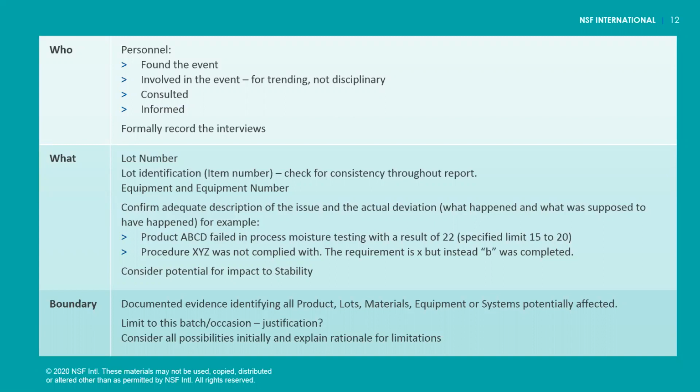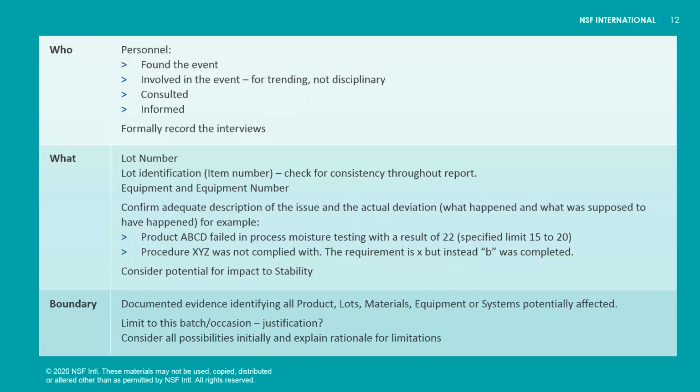We've got to look at the what, make sure we're very clear on the lot numbers, on the equipment, make sure we've got absolute clarity on what was expected and what actually happened. So a good sentence is going to be that this product failed in moisture testing with a result of 22 with a specified limit of 15 to 20. Those types of sentences make it very clear which process failed, in which test did it fail, what was the result, and what was the expectation. So I would expect to see that type of sentence in every deviation.